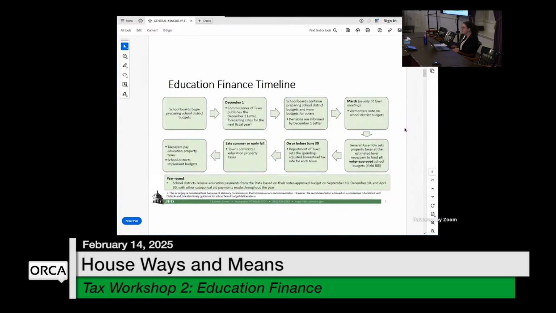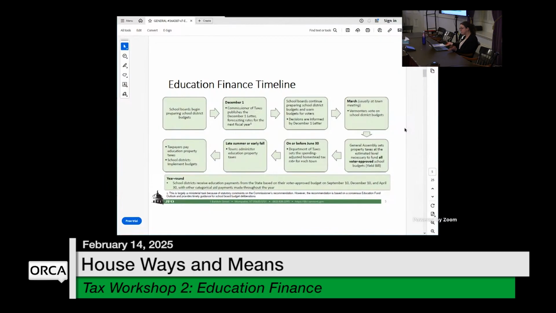And then on December 1st, the Commissioner of Taxes, in consensus with the Joint Fiscal Office and in collaboration with the Agency of Education, the Commissioner publishes what's called the December 1st letter. And this is sort of a preliminary starting point for the current status of the education fund using our best available data. It's really a ministerial task. It lays out in statute exactly how we have to solve the tax rates and tax bill changes. But it's a starting point.